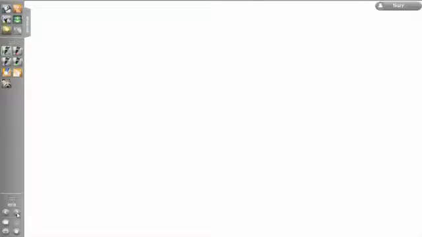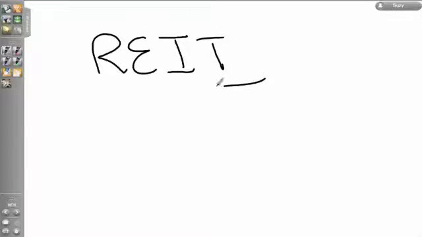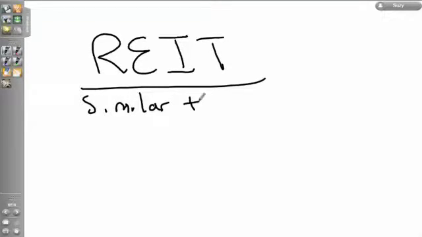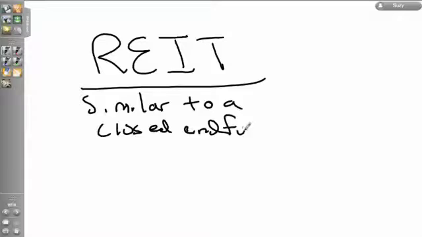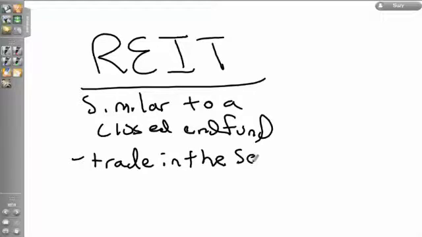Everything we've been talking about so far has had securities in the portfolio, but it's also possible that you can purchase what's called a REIT, which is a real estate investment trust. A REIT is most similar to a closed-end fund because REITs trade in the secondary market. But as you can imagine, in their portfolio is not securities, but instead is real estate. So we have two different categories of REITs.